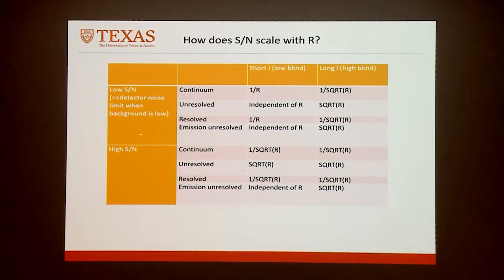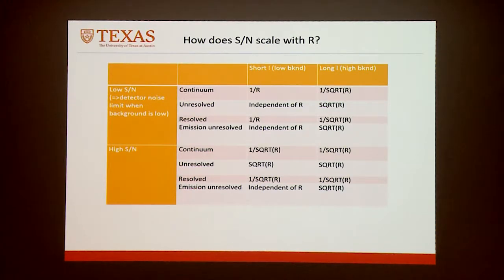So there are a number of regimes here. One is the low signal-to-noise regime. That is at short wavelengths, where you're detector noise limited and where the background is low. And another is a high signal-to-noise regime. And then talking about short wavelengths, the L's didn't turn into lambdas here, forgive that, short wavelengths and long wavelengths, where really what I mean is places where the background is low and places where the background is high.